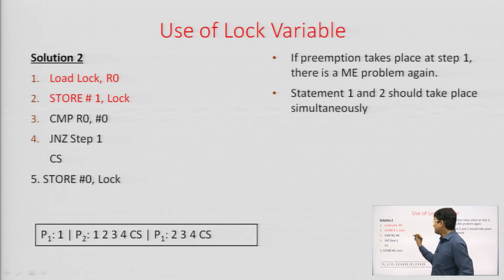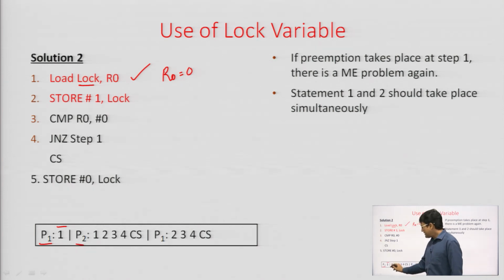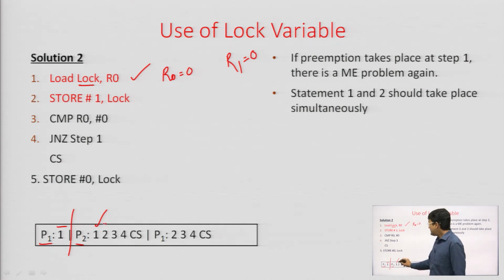This solution is seen and the statements are executed. P1 process executes statement number 1. P1 process says that the value is taken in some variable, we have taken the value of lock into R0. So R0 now contains, let's say, 0. P2 process, P1 process got preempted. P2 process is executing statement 1. P2 process also saw the same thing, the register value 0. After this statement number 2, setting the value of lock as 1, here we have made the value of lock 1. Then comparing it with 0, yes it is 0.